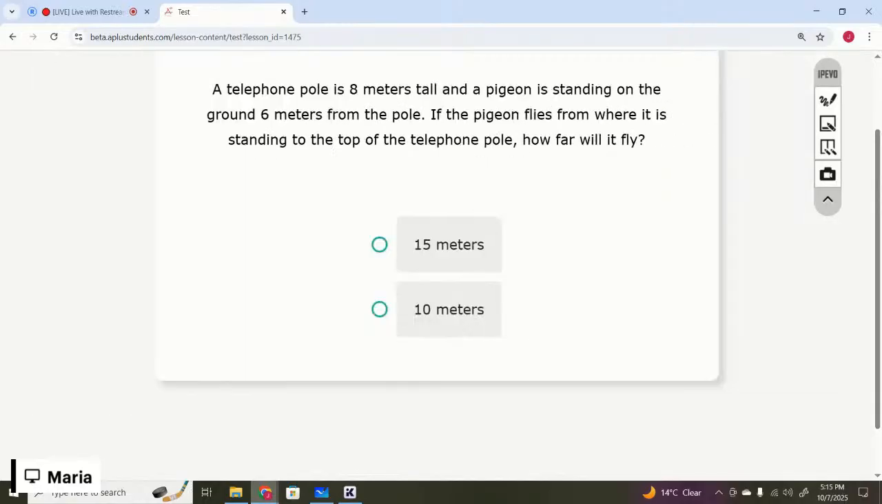Do not guess the answers. Use your notebook and pencil and solve them, and then you can write the answers.